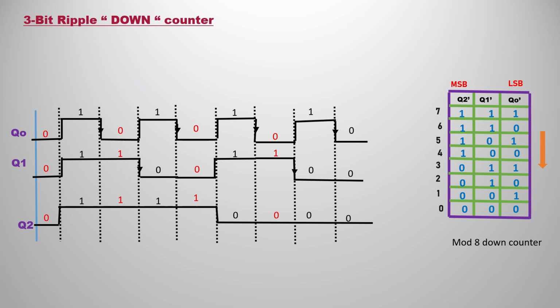Now we observe that the first 3 are 0, 0, starting with 0. Next 3 are 1, so after having 0, we go to 7. Next is 6, meaning 110, that is 6. Next going to 5, that is 101, like that it is going down. So that is the reason it is a down counter.